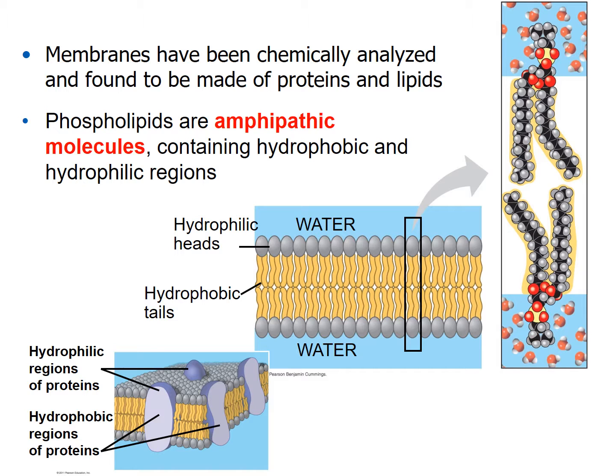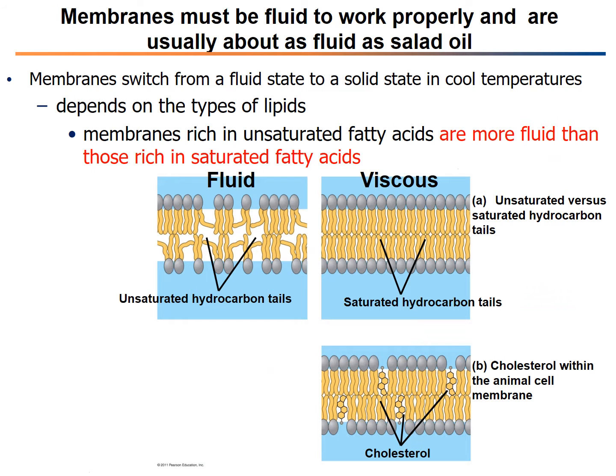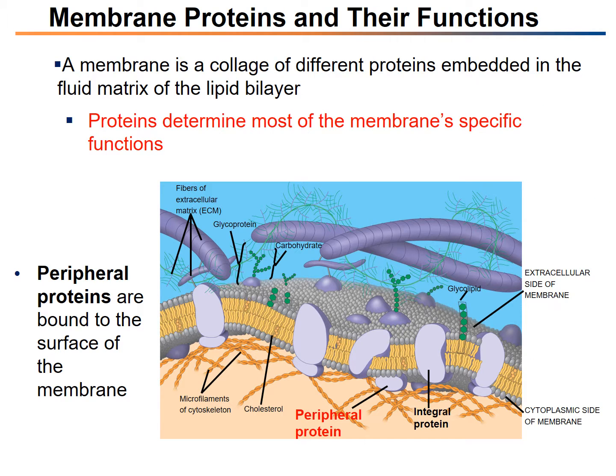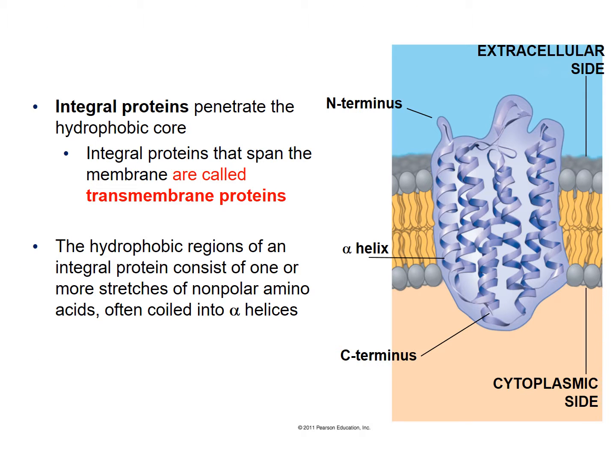Analysis of those phospholipids has been done, and as we talked about in class, the phospholipids are not covalently bound to one another. So here we're going to look at how different temperatures affect the membrane fluidity. When we look at membrane proteins, this is a closer view of what's called an integral protein.